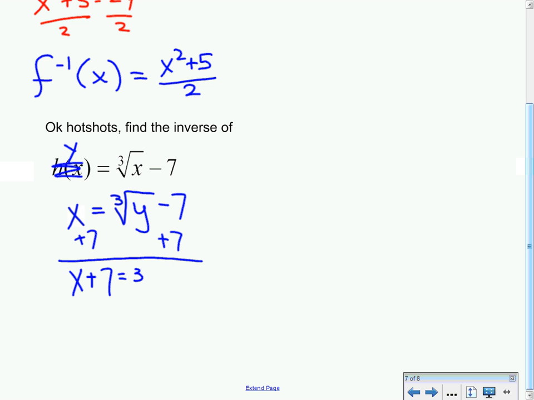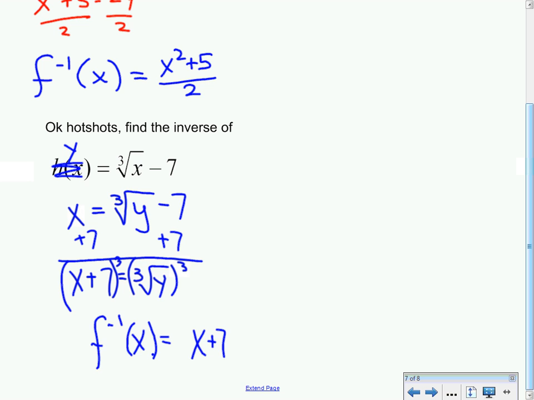We have x plus 7 equals the cube root of y. Remember, we're solving for y. And to get rid of the cube root, we simply cube. We cube both sides. And so our inverse function is equal to the entirety of x plus 7 in parentheses. That was first. Then that gets cubed. All right? So that is function inverses, both graphically and algebraically.